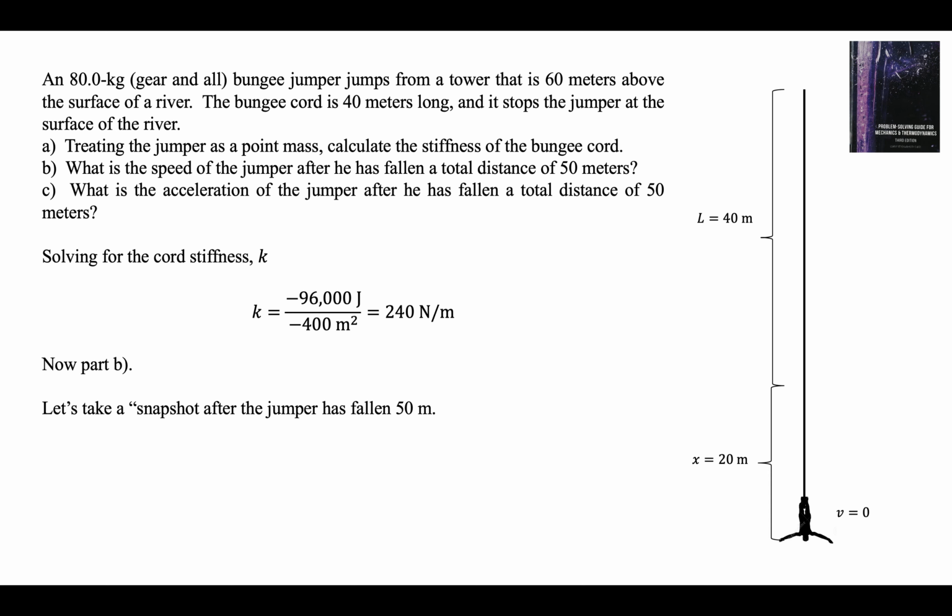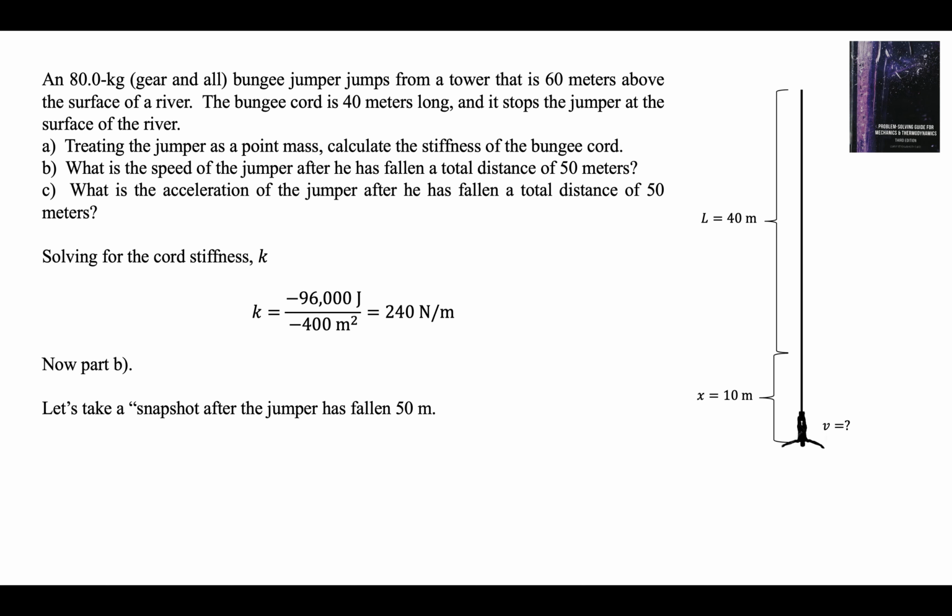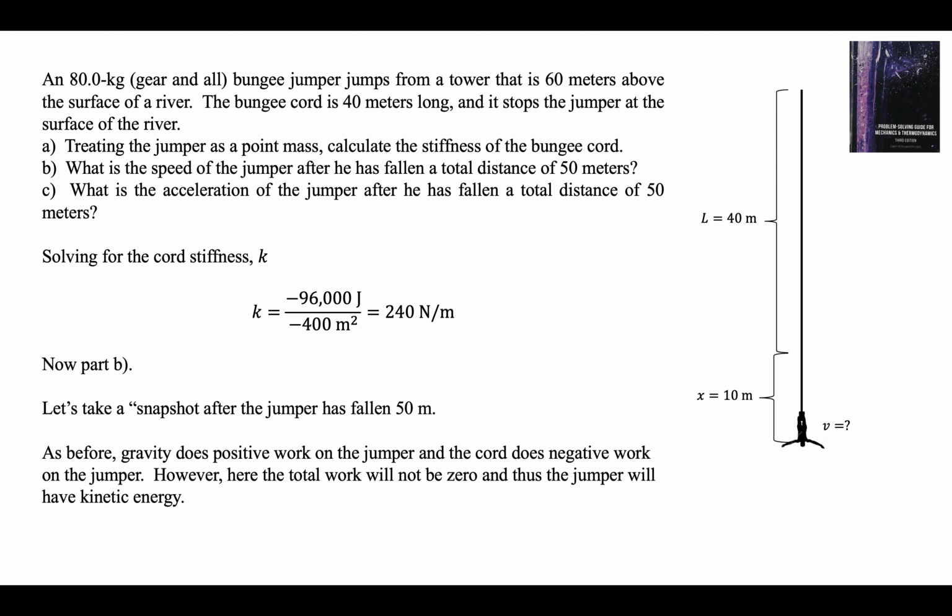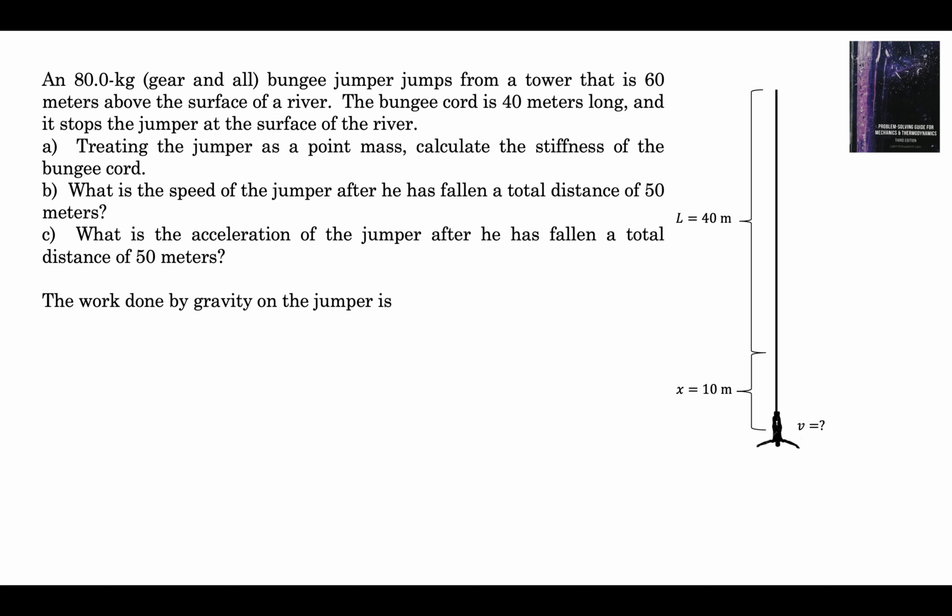Part B, we're going to have a different snapshot, right? A 50-meter fall. And let's draw that picture so we can see what's going on. Now x is only 10 meters, and he's moving now. The net work, the total work, is not 0. Gravity does positive work on the jumper. The cord does negative work. Total work would not be 0.